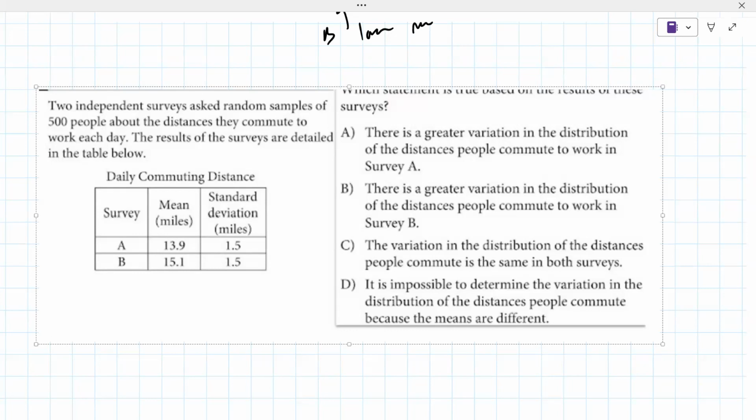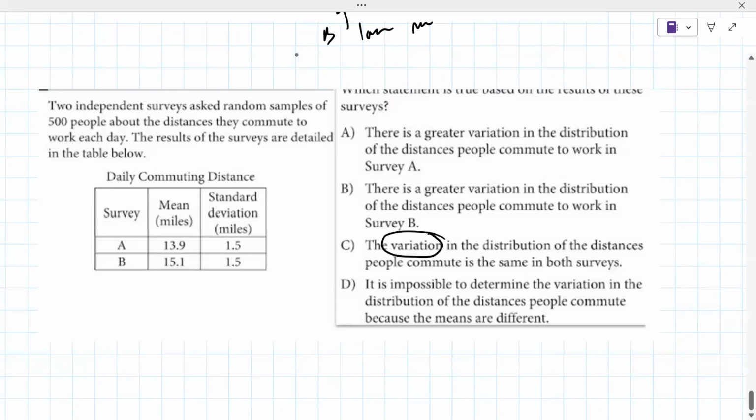C. Yeah, so variation is the same, not the same, but standard deviation and range and really variance, although I don't think they call it that, they all refer to this word variation. Okay, good.